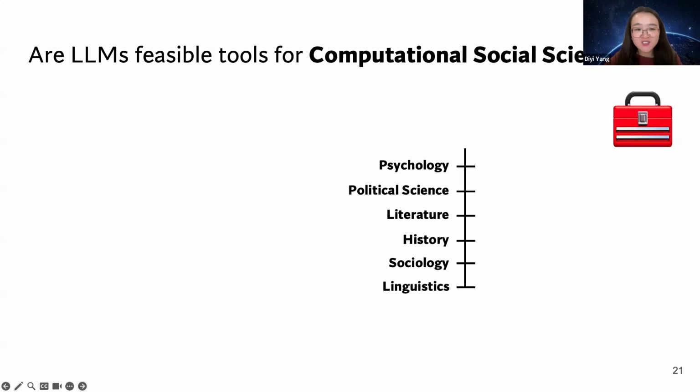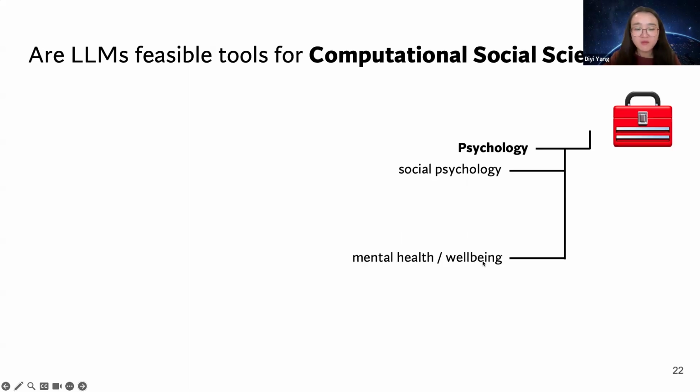We look at extensive sets of CSS tasks, spanning psychology, political science, literature, history, sociology, and linguistics. For each task, we identify a corresponding benchmark dataset. I also want to mention that this is only a subset of the tasks, and there may be more. Here, I'm just trying to give you some representative tasks, and we actually cover more in our research paper.